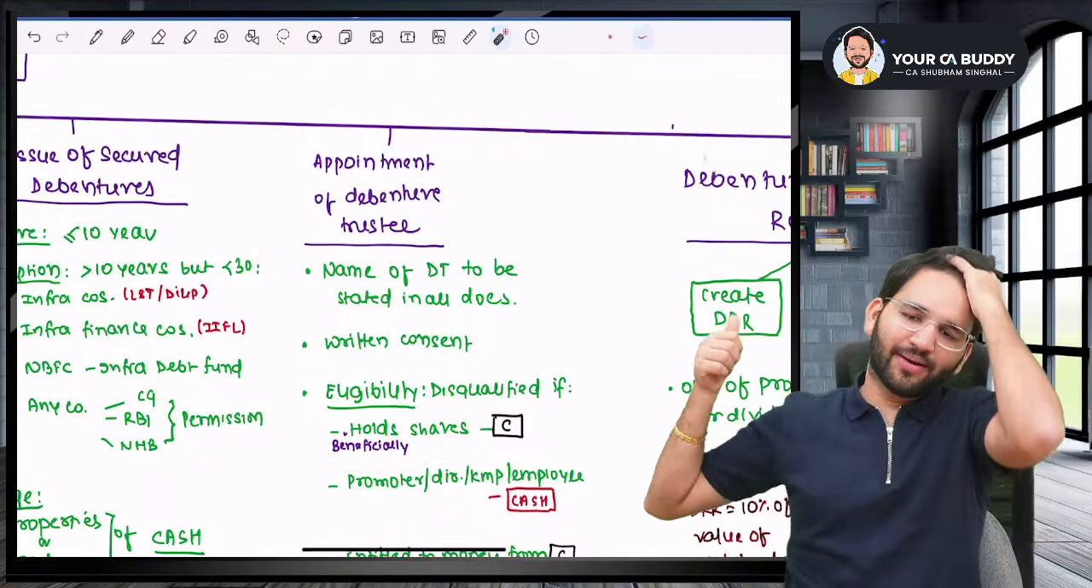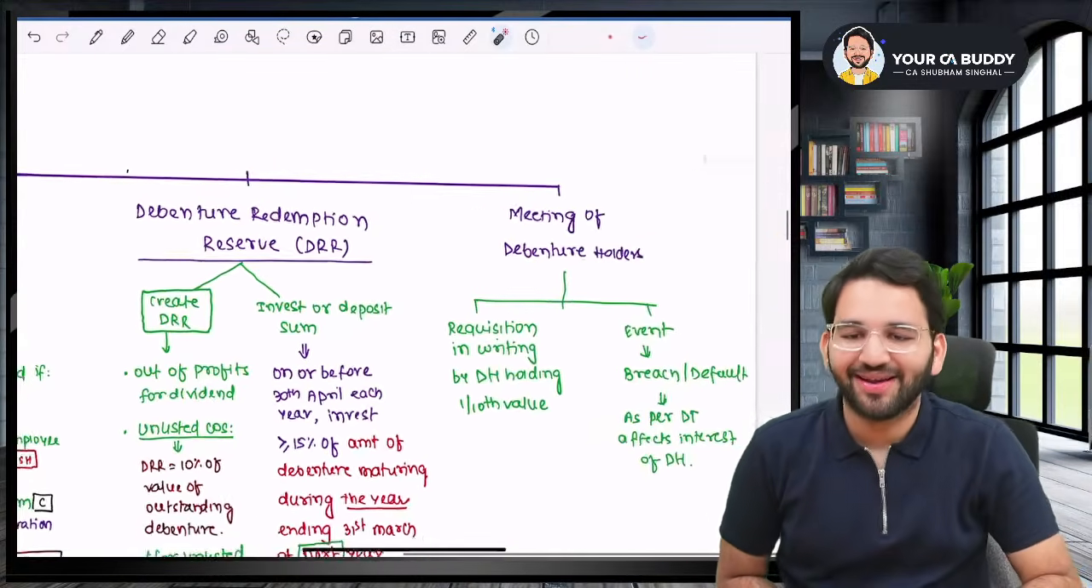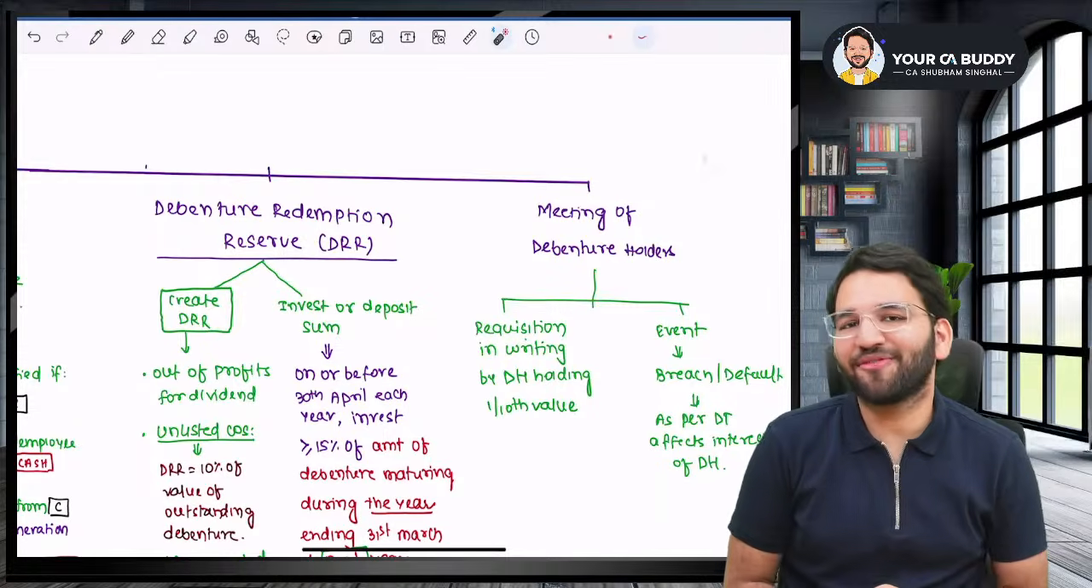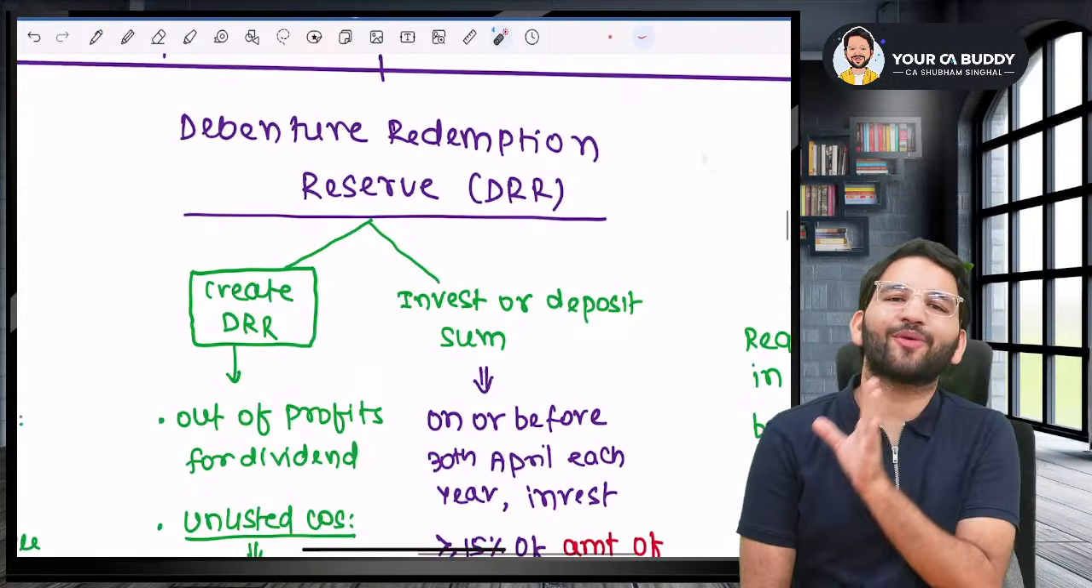All right. Perfect. Okay. Now, guys, coming to the last 2 points. Debenture redemption reserve. Important points. So this is more related to accounts, but we study it in law.